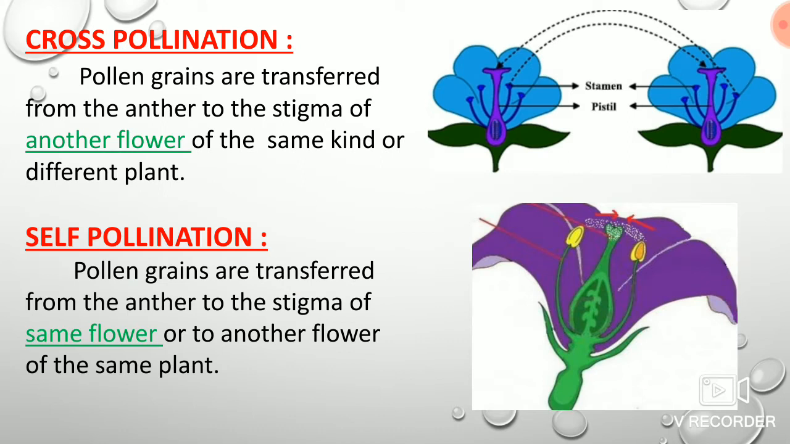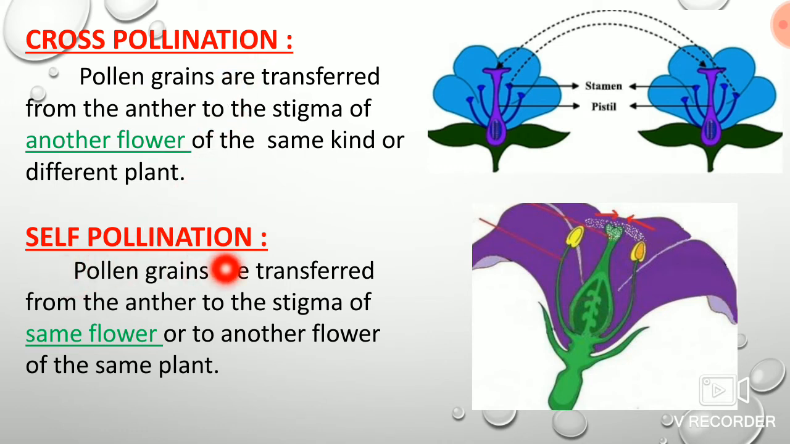The next type, cross-pollination. Pollen grains are transferred from the anther to the stigma of another flower of the same kind or a different plant. This is called cross-pollination.